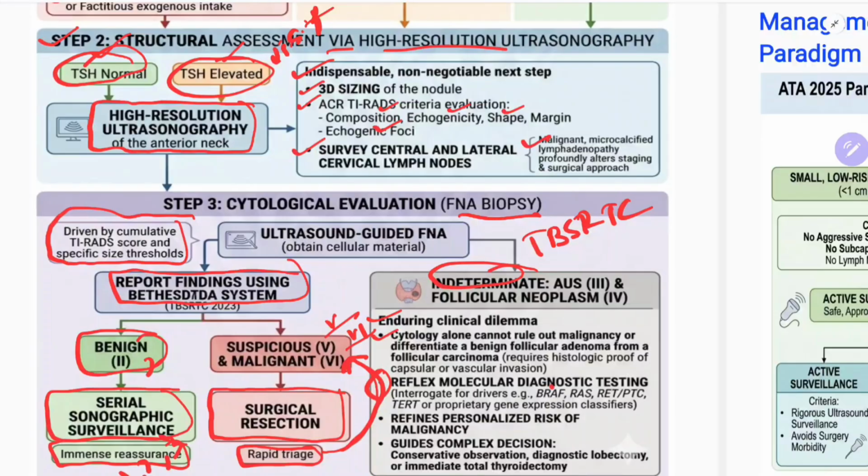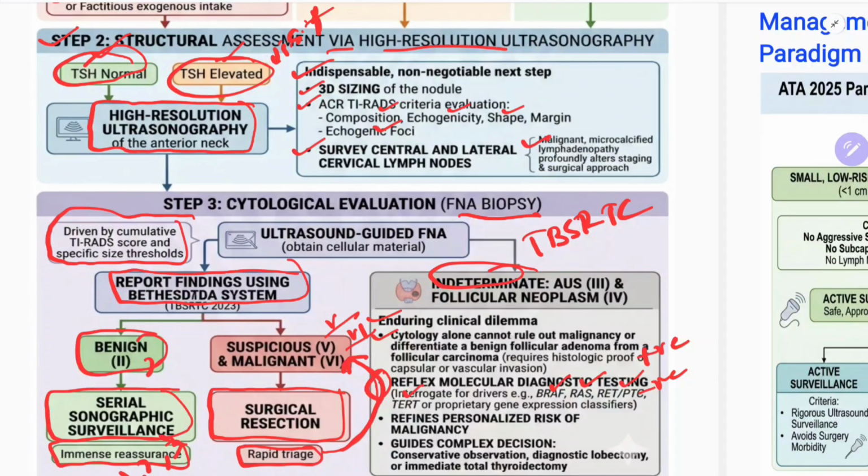What you will do, you will test for these genes: BRAF, RAS, RET/PTC, TERT. So these genes you will test. If these genes are positive, then it is carcinoma. If this is negative, then it is not carcinoma. Okay, that is the second thing you do, in the indeterminate categories.